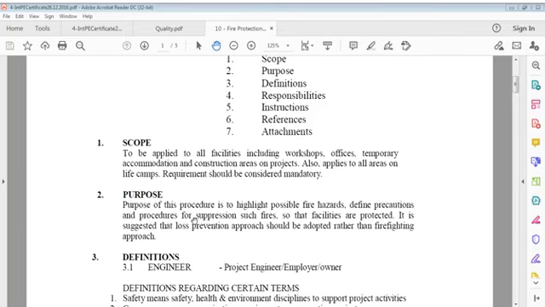Requirements should be considered mandatory, and this is the very brief scope I have given you, but it applies everywhere in life, in work, wherever you work, on sites. It applies everywhere. Here we are given only workshops, offices, temporary accommodation, etc. Because in general, fire can be applied in the market, in residential areas, everywhere. This is very much important to understand.